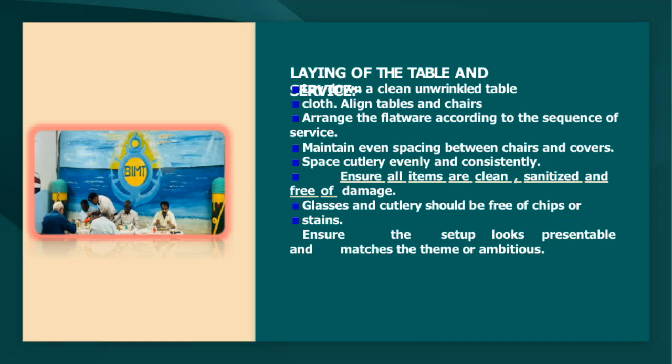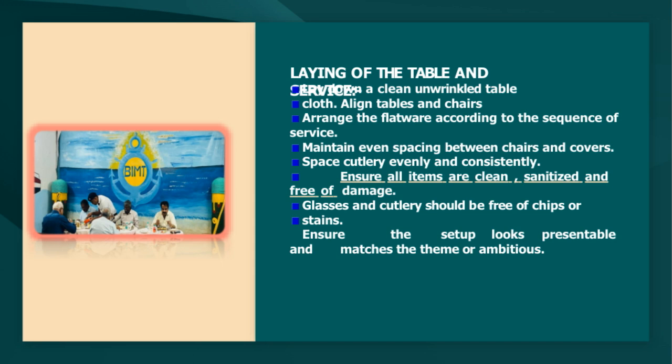Let's start by laying down a clean, unwrinkled tablecloth. This creates a polished and inviting look right from the beginning. Next, I make sure to align the tables and chairs properly, so everything looks neat and organized. When arranging the flatware, I follow the sequence of service, placing knives, forks, and spoons where they're logically used. This not only helps with efficiency, but also enhances the guest experience.